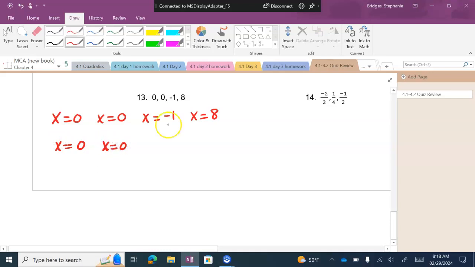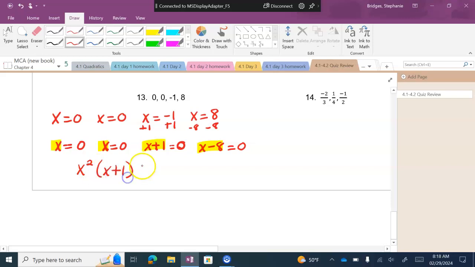How do I move the 1 over? Add it. So that's going to become x plus 1, right? How do I move the 8 over? Subtract. So that's going to become x minus 8. Then what we do is we take each one of the things that are equal to 0 and we're going to multiply them. So if I have, starting with the two x's that equal 0, what is x times x? What should I put in the front? X squared. Okay. Then I'm going to put x plus 1 times x minus 8.